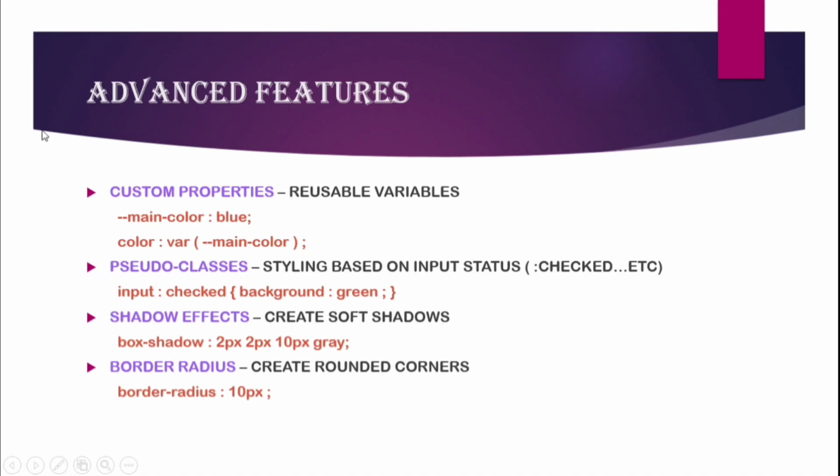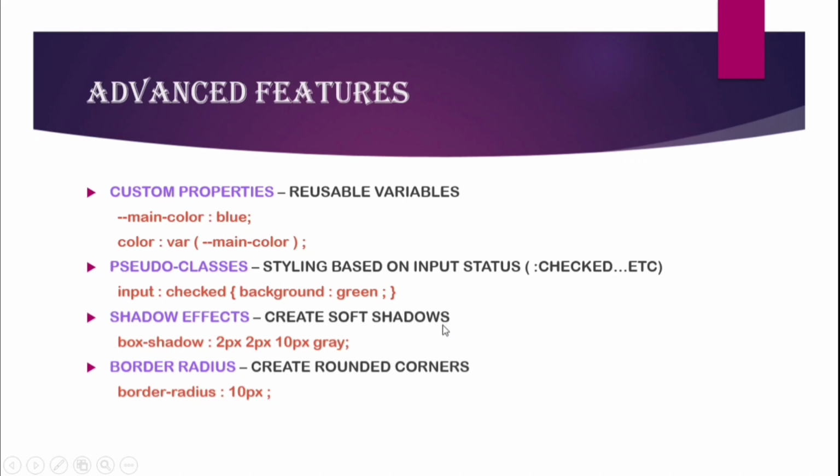Then we will check for that checked button. We have the background equal to green. I have clicked that button, so automatically the background will change to green. This is nothing but the pseudo classes: styling based on input status, whether it is checked or not checked, whether it is yes or no. Based on that, we can change the colors also.